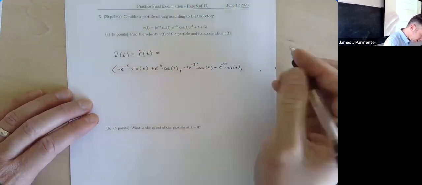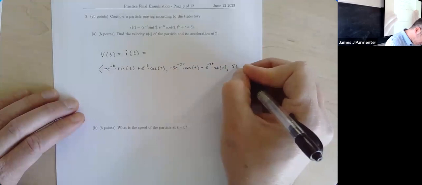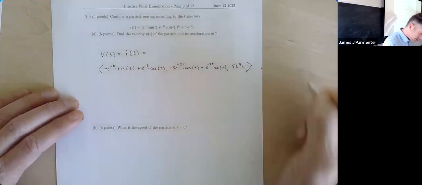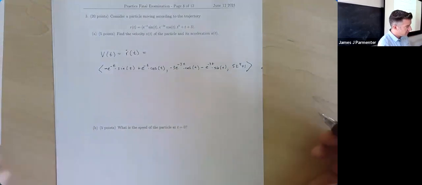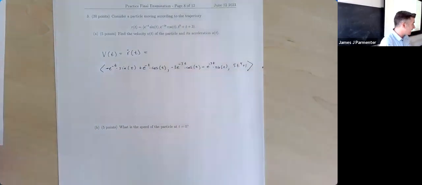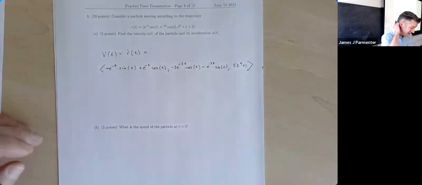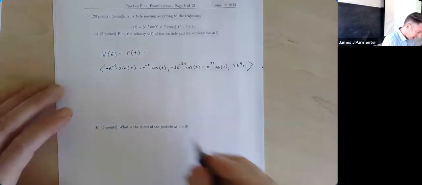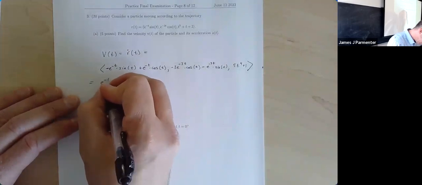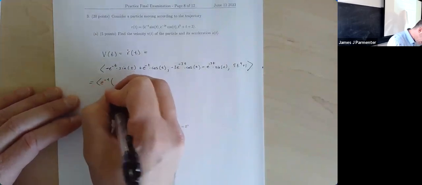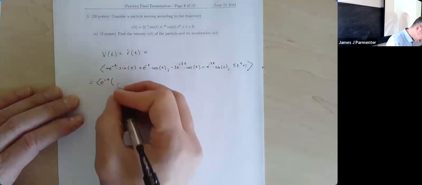Finally, the last component here is going to be 5t to the fourth plus 1. Normally I wouldn't simplify this, except I know I'm going to take the next derivative. So simplifying this actually is in my interest here. So I would definitely write this as e to the negative t times cosine minus sine.